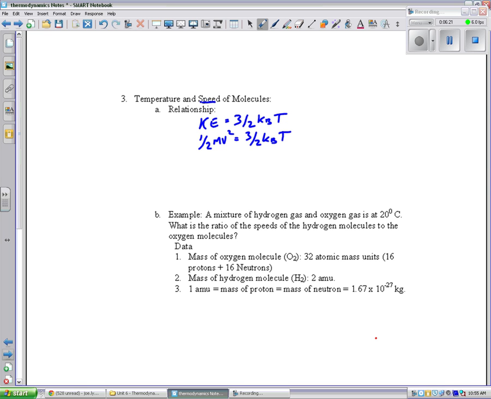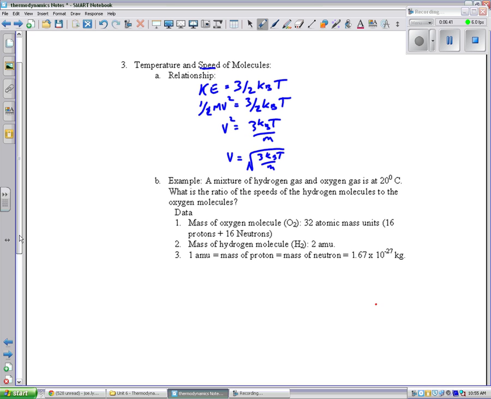Now I'm going to solve this for velocity. So the 2's would cancel here, and I would divide by m. So I would get v squared is equal to 3 kBT over m. And then to get rid of the squared, I take the square root. So there's an equation. You might have to use it on the exam.